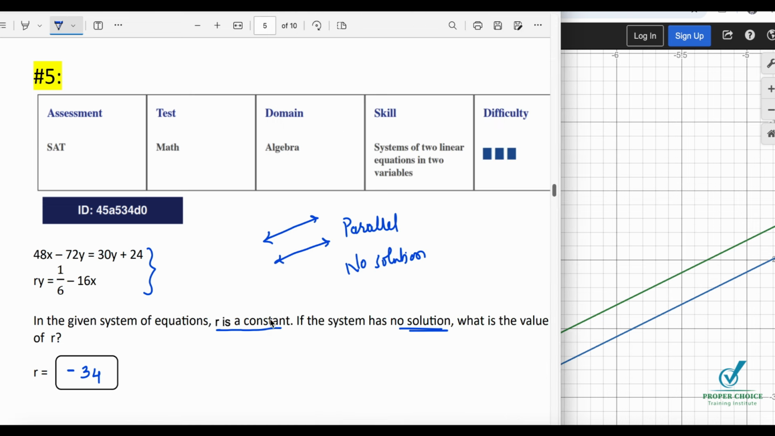But before that, you should know the meaning of when I say a given system of equations has no solution, that is when the lines are parallel.